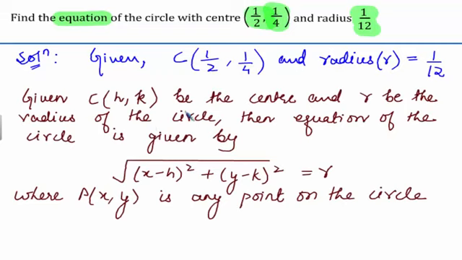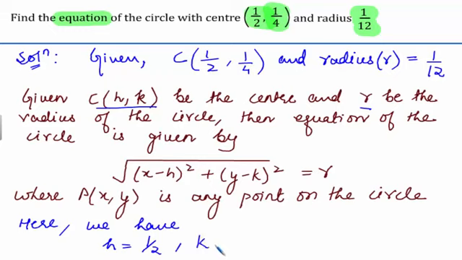Now we know that given a circle with center h, k and radius of the circle R, the equation of the circle is given by square root of (x minus h) whole square plus (y minus k) whole square is equal to R, where x and y are coordinates of any point lying on the circle. Therefore, on comparing this, in this question, we have h is equal to half, k is equal to 1 upon 4 and r is equal to 1 upon 12.